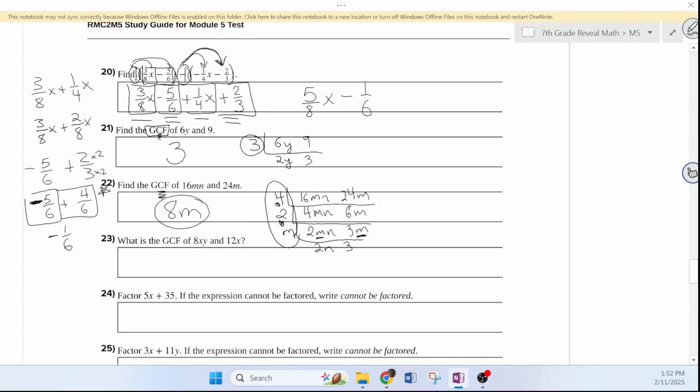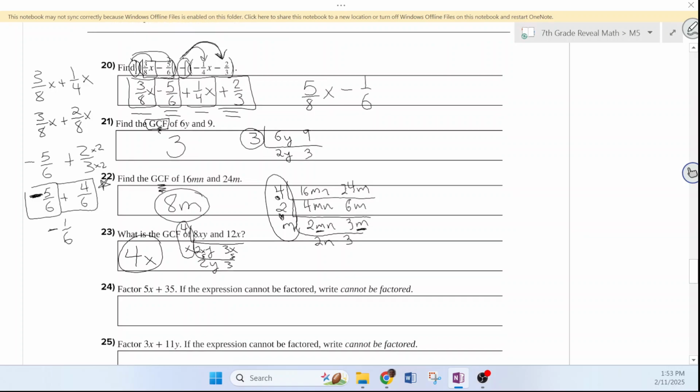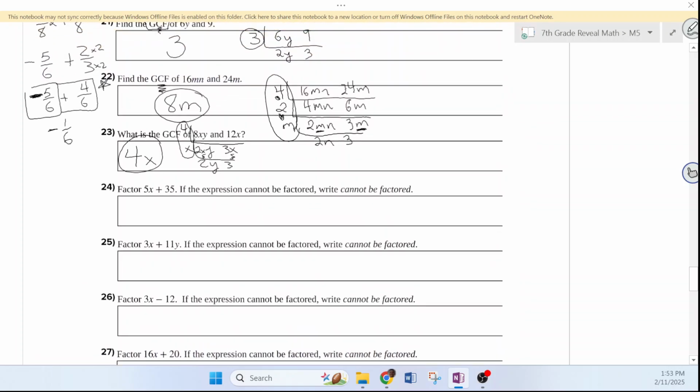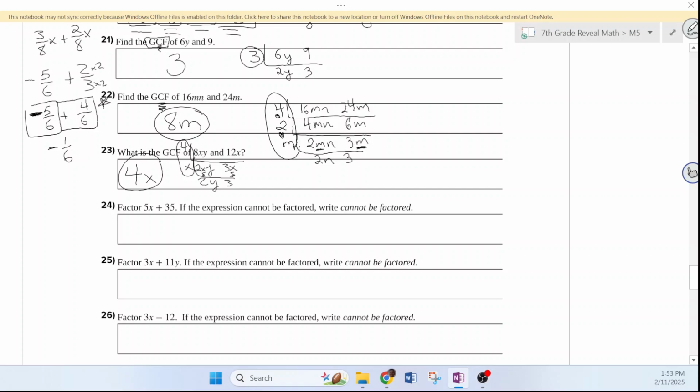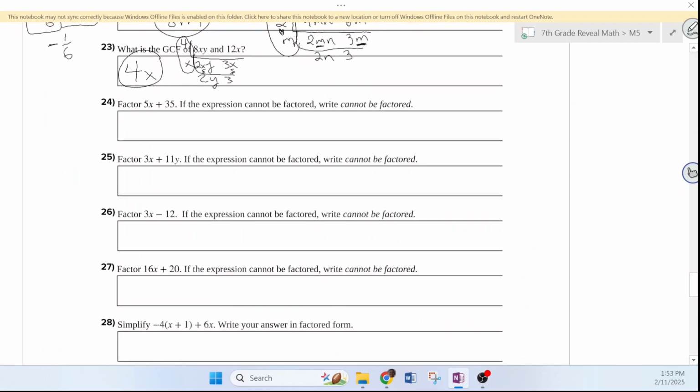Here, this next one, we're looking for a number that goes into these two. The highest thing I can think of is 4. I just test it out. 2xy and 3x. And they both share an x, so I can do the x as well. All right. Now, so what's my answer? My answer's here, 4x.